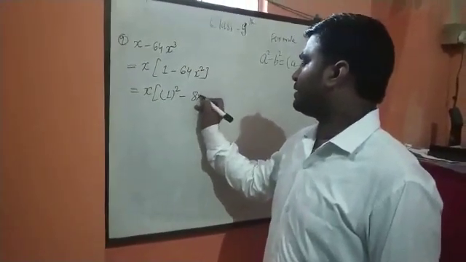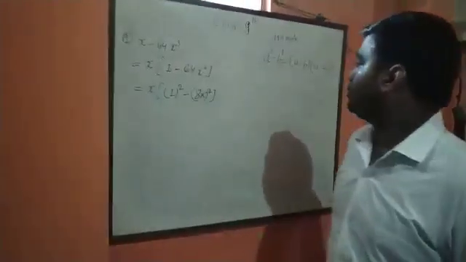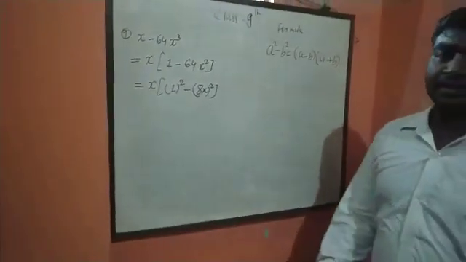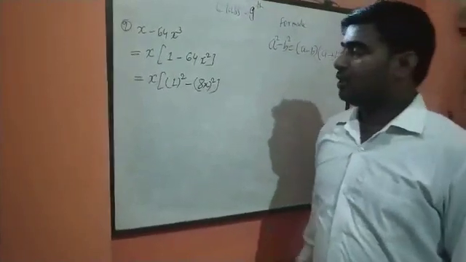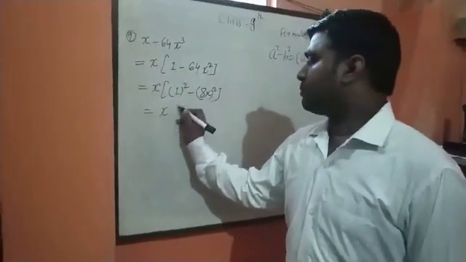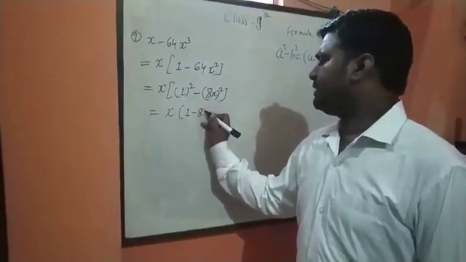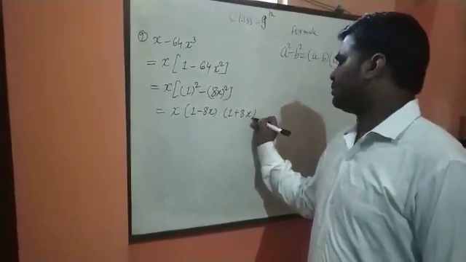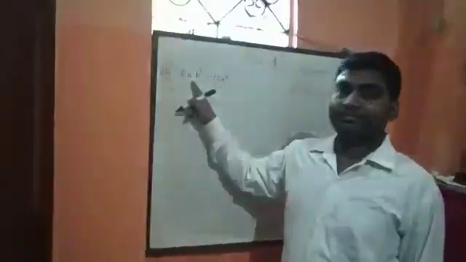So it may be written as 1 whole square, and 64x square may be written as 8x whole square. Again it is the form of a square minus b square, where a is 1 and b is 8x. So using this formula we get 1 minus 8x into 1 plus 8x. This is your required factorization.